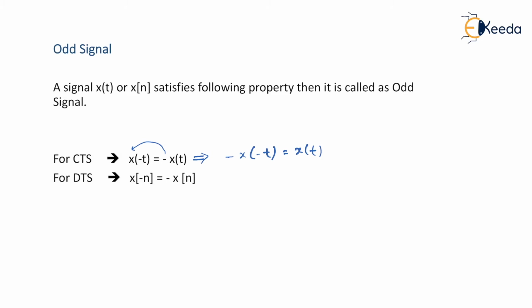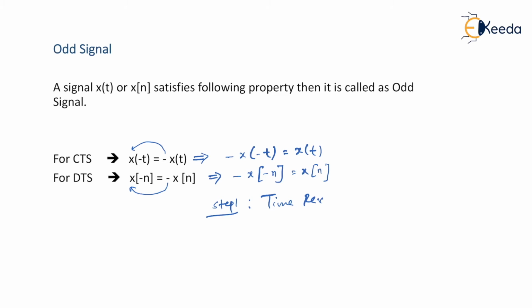Am I right? Similarly, x of minus n is equal to minus of x of n. I'm shifting this negative sign here. So I can rewrite this property as minus of x of minus n is equal to x of n. So what we need to do is, see, in step number 1, I'll do time reversal.